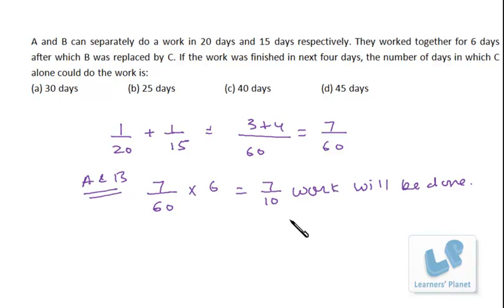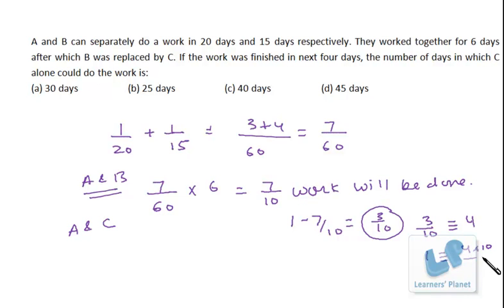Now how much work is left? That is 3 by 10, right? Now A and C, both of them are working, right? Now we have to find out if the work was finished in the next 4 days. That means 3 by 10 work is being finished in 4 days. That means the complete work, if A and C work jointly, then how many days will they take to complete the work? If 3 by 10 work is done in 4 days, then the complete work will take 40 by 3 days.